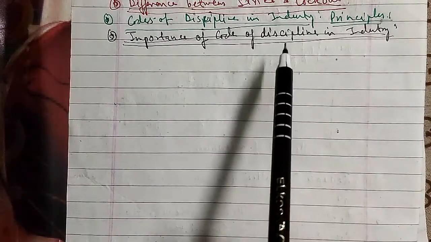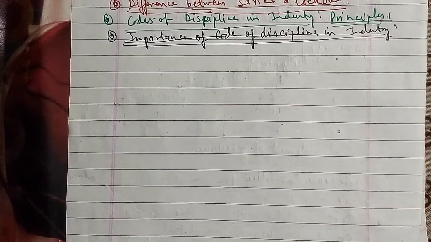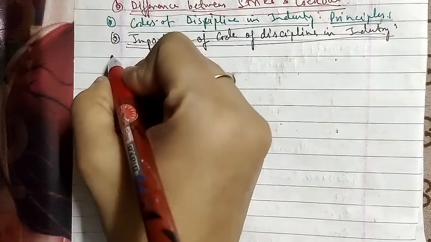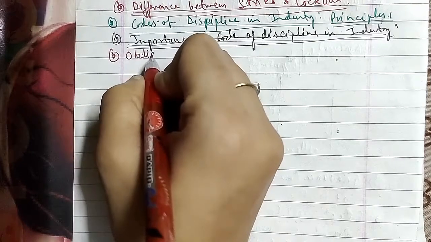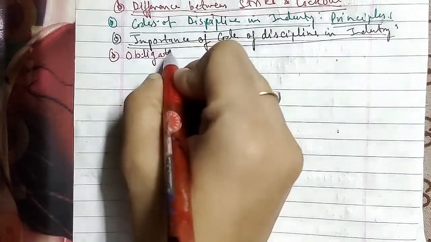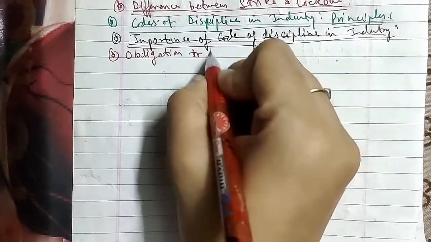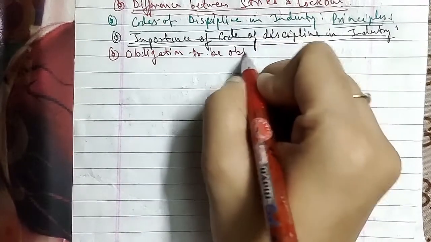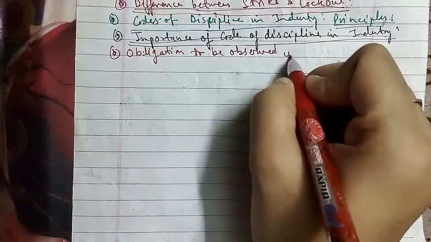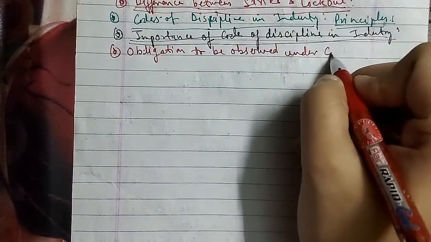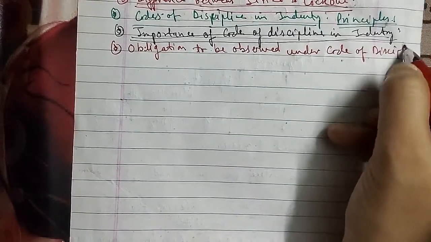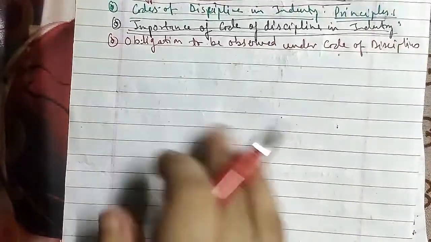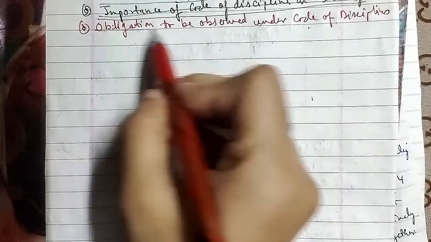We'll talk about another one, which is the obligations to be observed under the code of discipline. So, the obligations to be observed under the code of discipline.